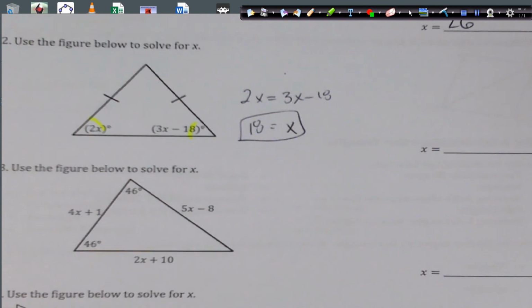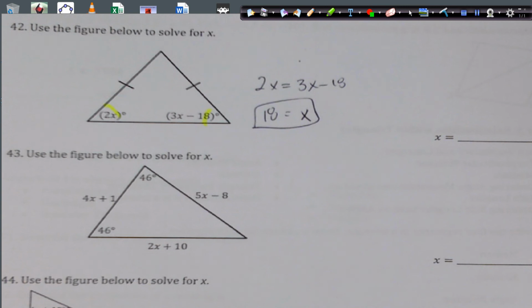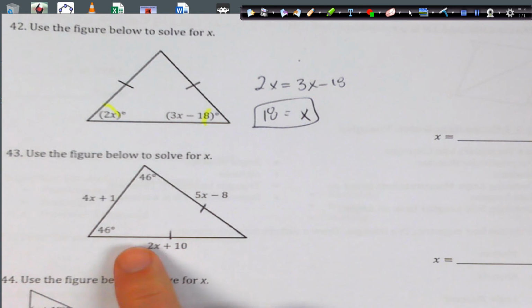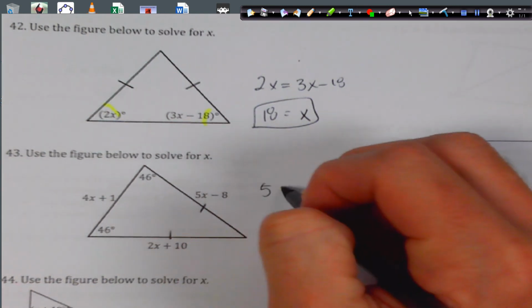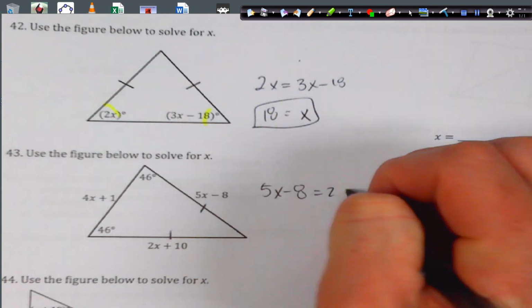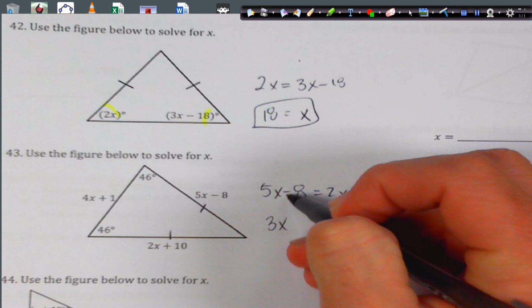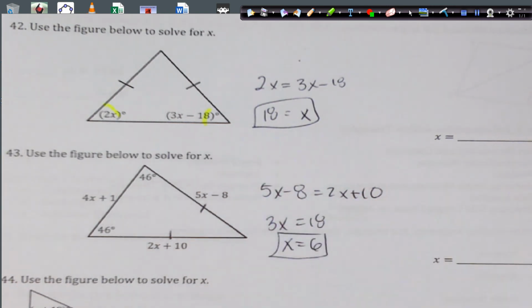Use the figure below to solve this problem. This one's a tricky problem. It's being very sneaky. This is an isosceles triangle. These 2 are congruent. The way I know that is because the 2 base angles are equal. So that's why I know I'm going to set these 2 equal to each other. So 5x minus 8 is equal to 2x plus 10. What a tricky problem. Subtract that over, I get 3x. Add the 8 over, I get 18. X will go into that 6 times. Sneaky, sneaky, sneaky.